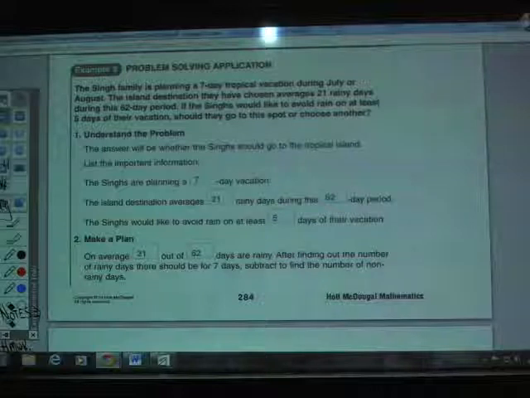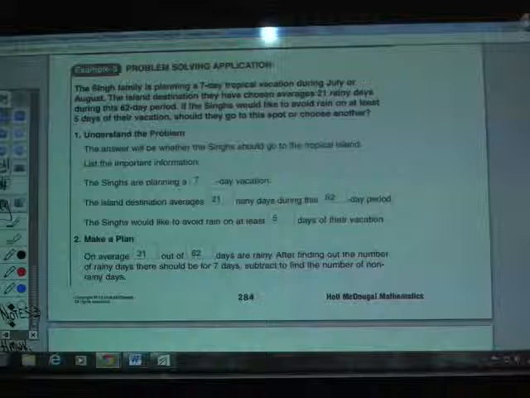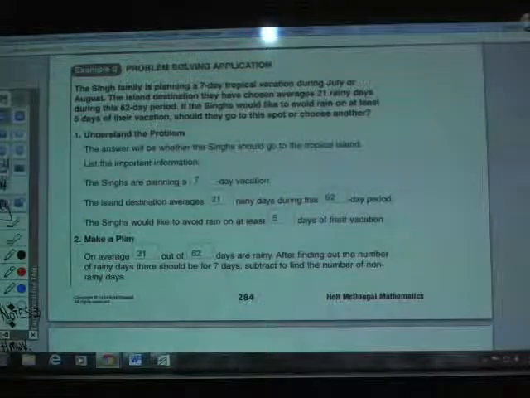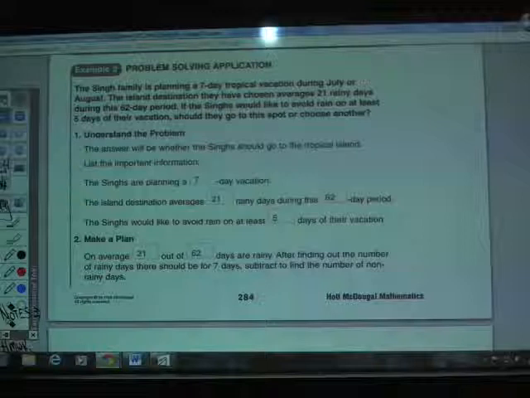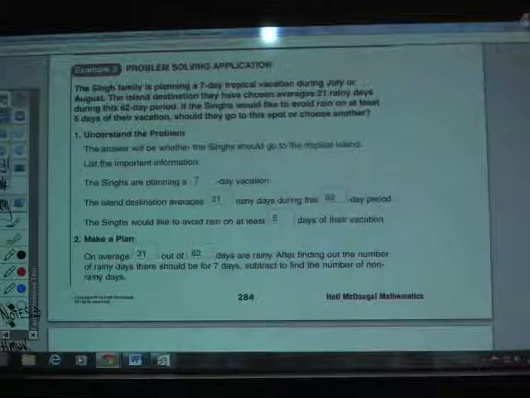The island averages 21 rainy days during the 62-day period, and they would like to avoid rain on at least 5 days of their vacation. Or another way to say that, which could come in handy for us, is they can have rain on 2 out of the 7 days of their vacation.